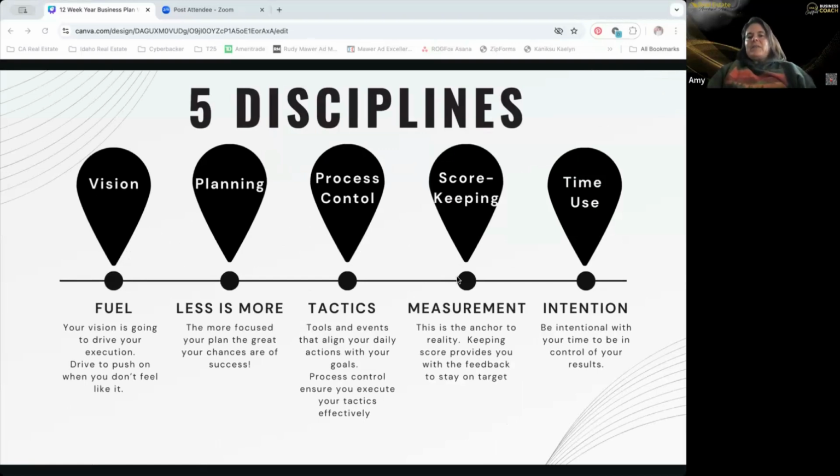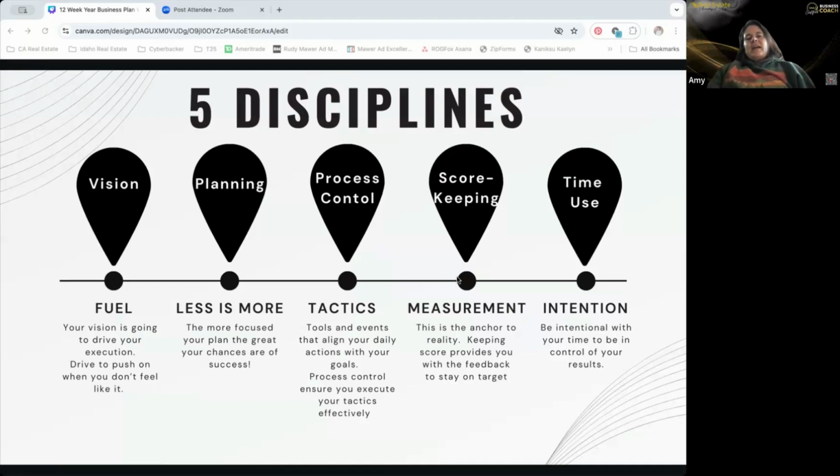Planning with a less is more mentality. The more focused your plan, the greater your chances of success are. That's what we talked about last week in our goal planning and our weekly tactics. We're not looking to do everything we can think of. We're just saying, hey, what are the 5 or so things that are going to be the driving force to get us where we want to go?